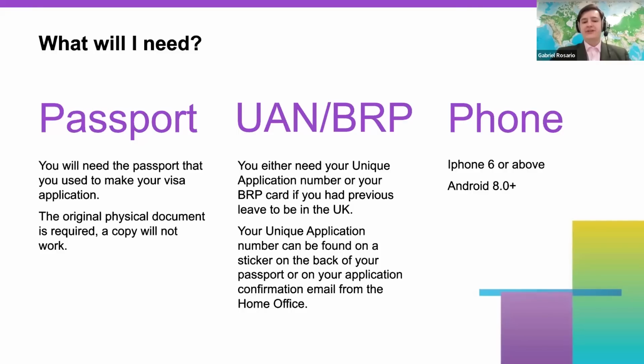Your unique application number is the number which begins with GWF and can be found on a sticker on the back of your passport, as well as on your application receipt and other documents that are sent to you from UKVI once you have submitted your application. You will also need a mobile phone to complete the process.